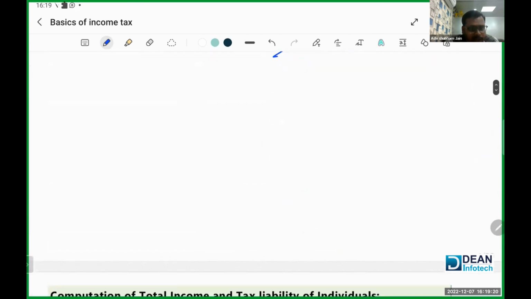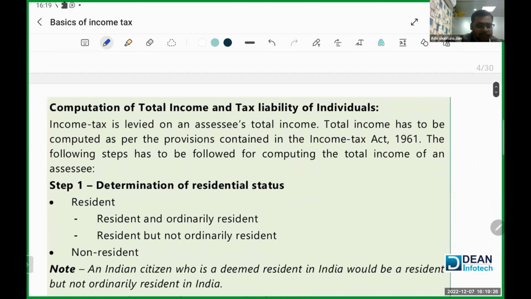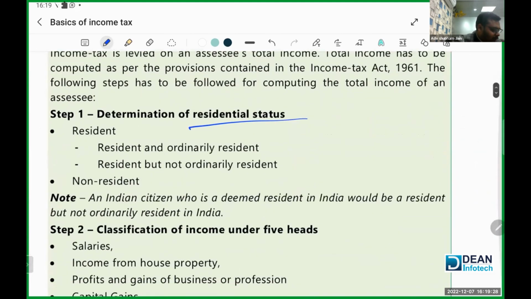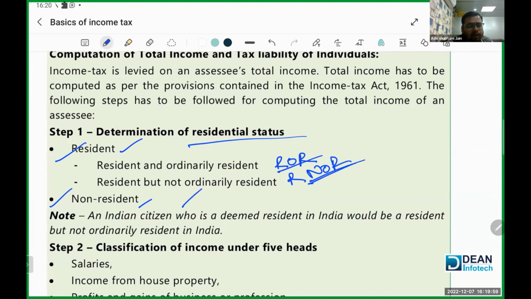Now let us go into the details of all these steps. First of all, we talked about determination of residential status. In our country, residential status is of three types basically. Firstly, there are two types, and then there are two subtypes of resident. One is resident, the other is non-resident. And in resident, there are two types: resident but ordinary resident, and resident but not ordinary resident. It is known as ROR and NOR. There are some rules to determine whether a person will fall under resident, ROR, NOR or non-resident, and the taxation will be done accordingly. This is how we determine the residential status.